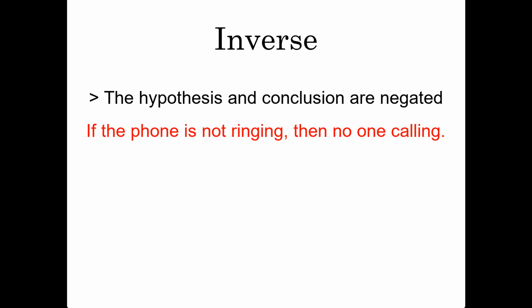When the hypothesis and the conclusion in the implication are negated, the resulting statement is called the inverse of the if-then statement. For example, the inverse of the statement if a figure has three sides then it is a triangle is if a figure does not have three sides then it is not a triangle.